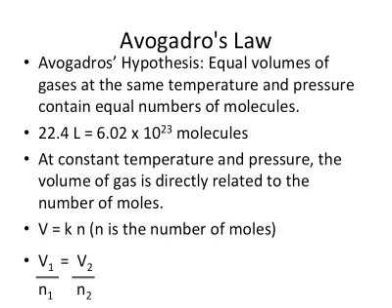Because Charles' law said V over T equals V over T. Avogadro's law says V over N equals V over N. So it's basically the same thing. It's direct proportion. As one goes up, the other goes up. As one goes down, the other goes down.